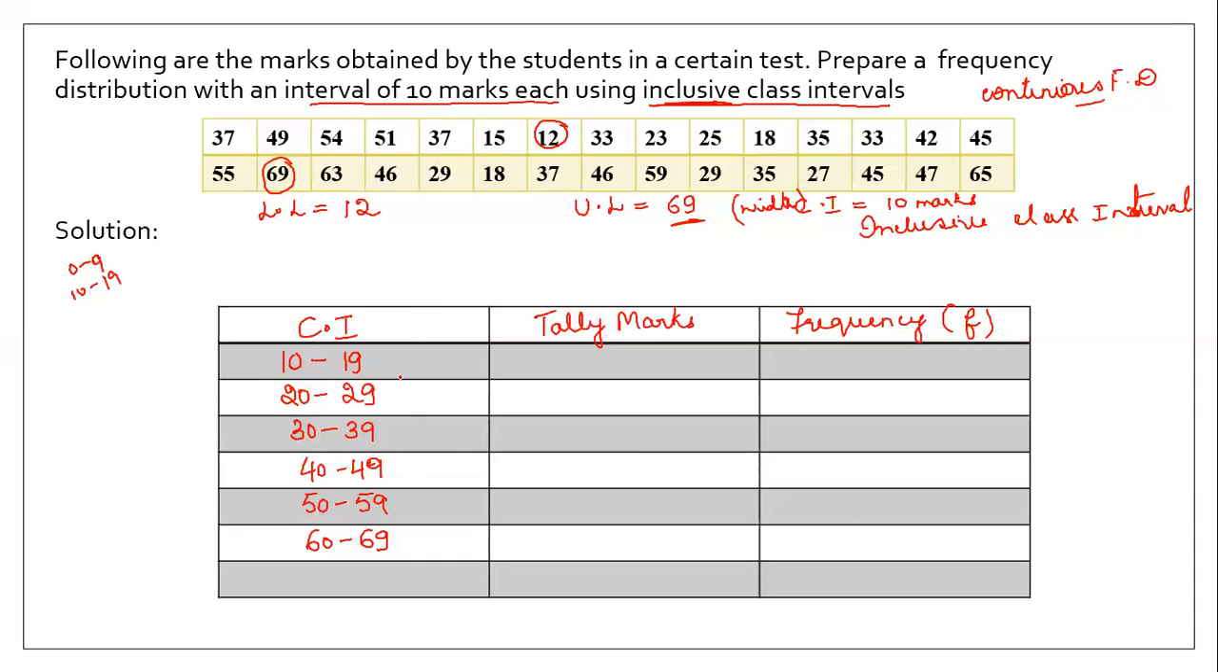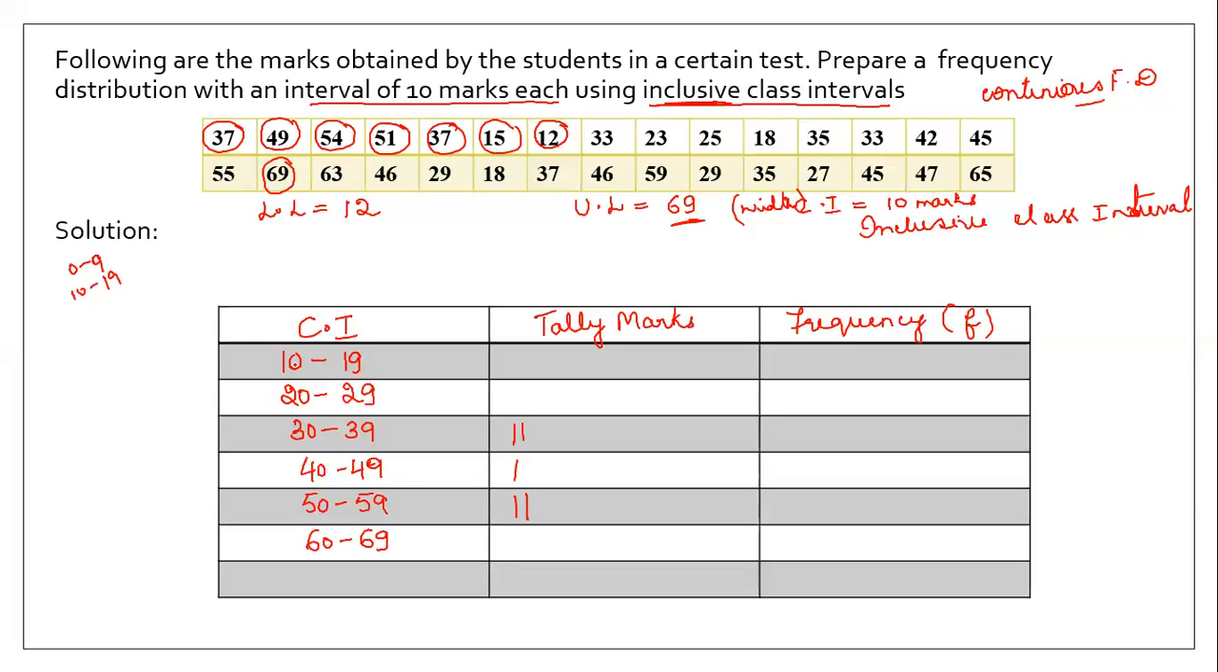After you write the class interval, the next thing is you have to see the data that is given and accordingly put the tally bars. First one is 37, which comes between 30 to 39. So put a tally mark here. Next one, 49, is here, 40 to 49. 54 will be included in the class interval 50 to 59. 51 is also from 50 to 59. Then 37, so 30 to 39.